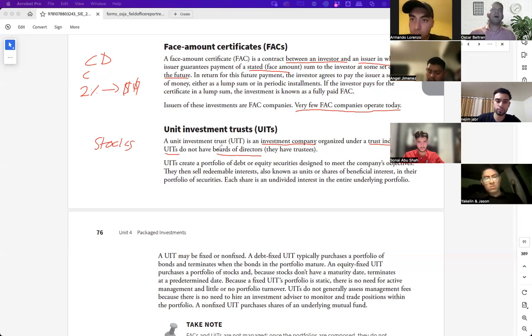These right here are not stocks. That's why they're not going to have a board of directors. They're going to have a board of trustees, hence the word unit investment trust. So that's why they're going to have trustees, not a board of directors.